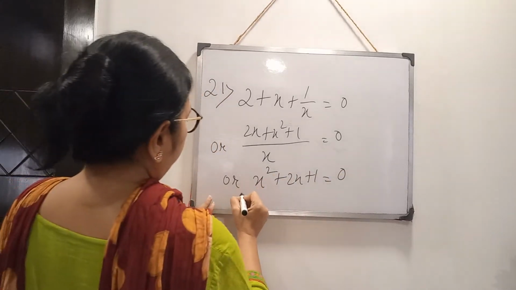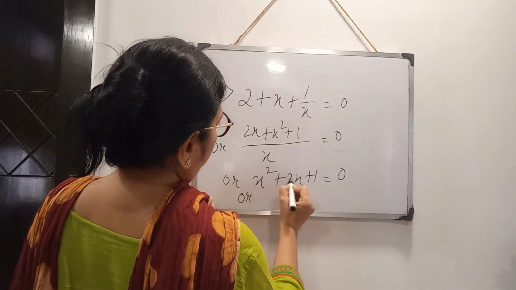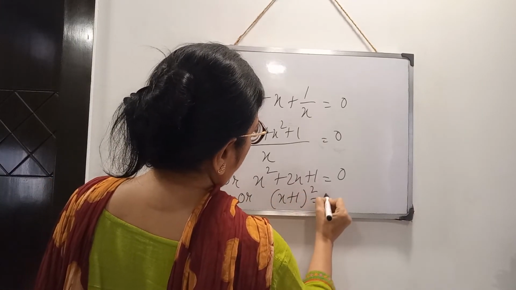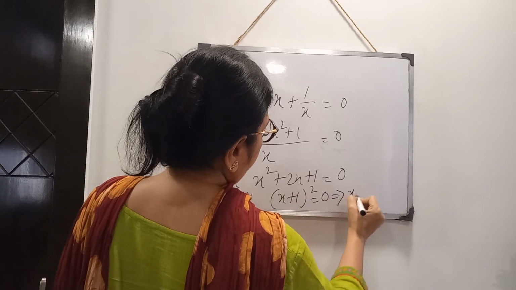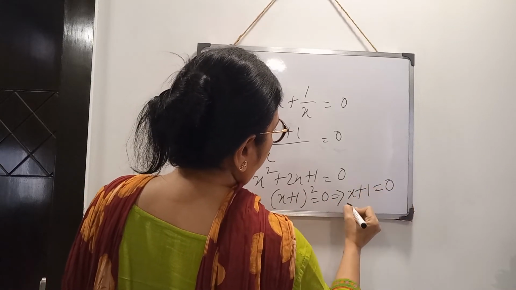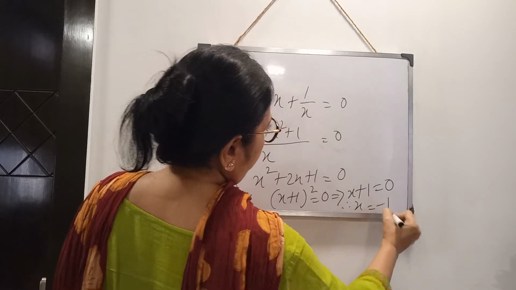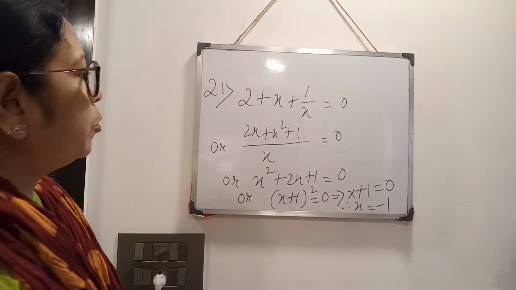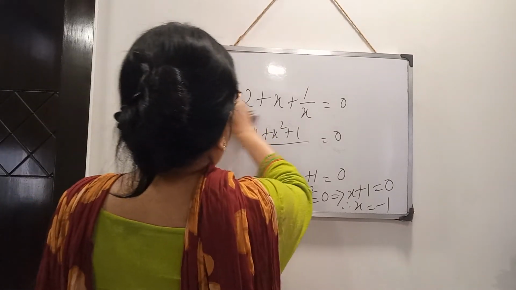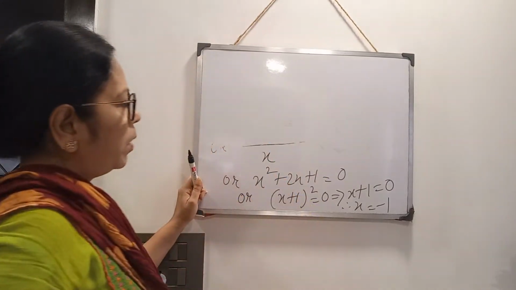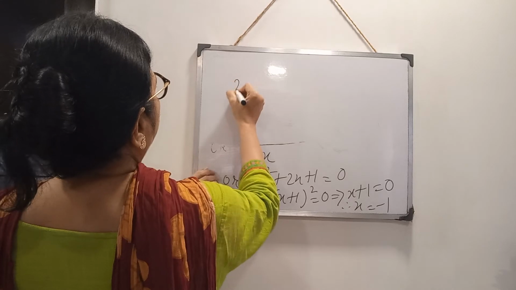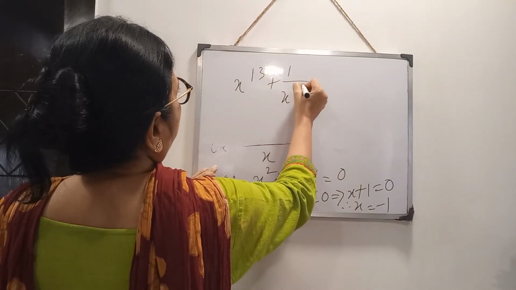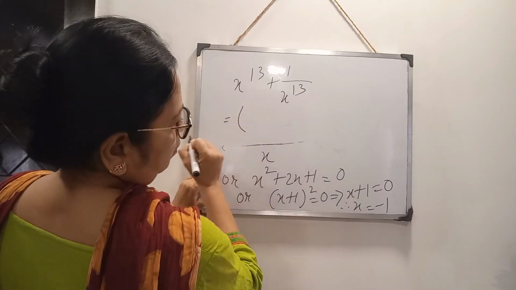And after cross multiplication it is coming 0. Clear? And this is the formula, a square plus 2ab plus b square. That means (x plus 1) whole square equals 0, means x plus 1 equals 0. Therefore the value of x is minus 1. Clear? You have to calculate the value of x to the power 13 plus 1 by x to the power 13, with x equal to minus 1.